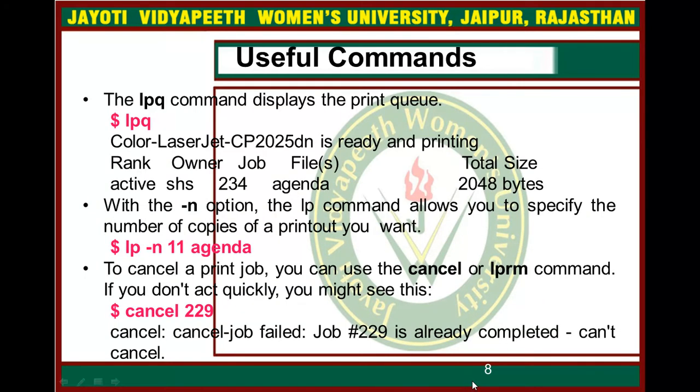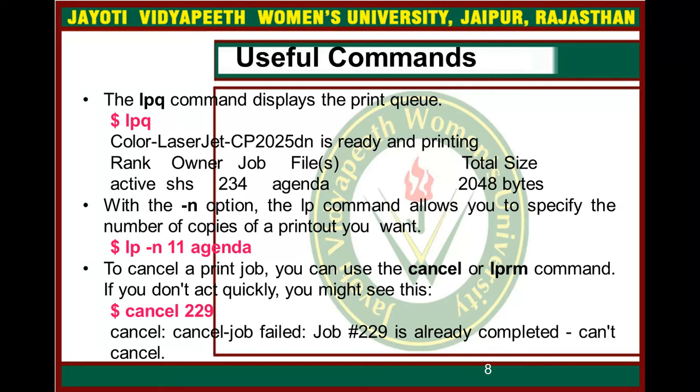So there are some useful commands also. The lpq command displays the print queue, as I told you earlier, so you have to type on the command prompt $ lpq. With the -n option, the lp command allows you to specify the number of copies of a printout you want. While on the desktop you specify the number of copies to print, the same is true in Linux and Unix: you also have to specify the number of copies.